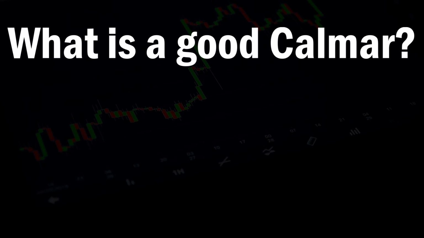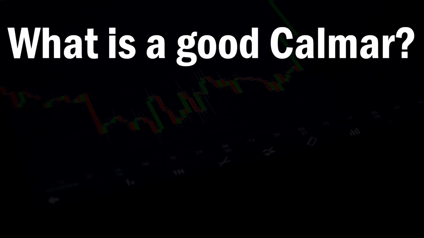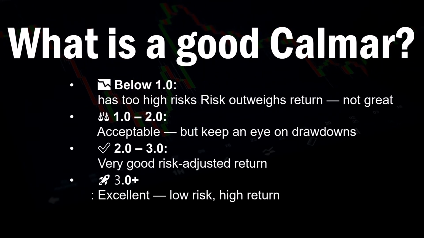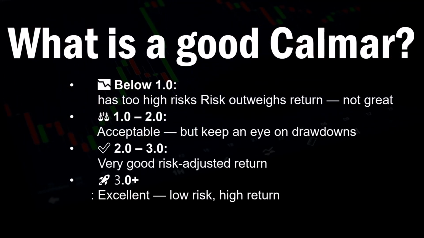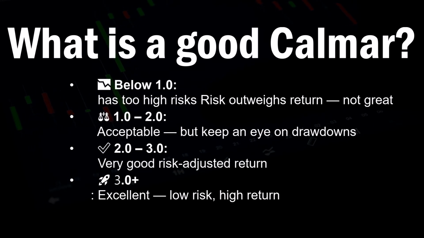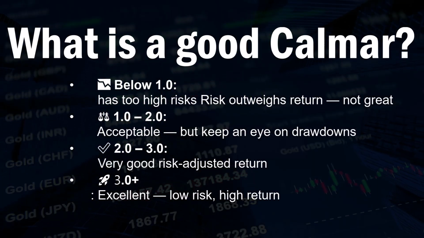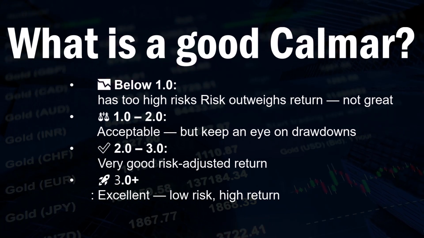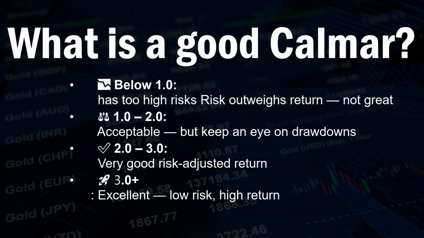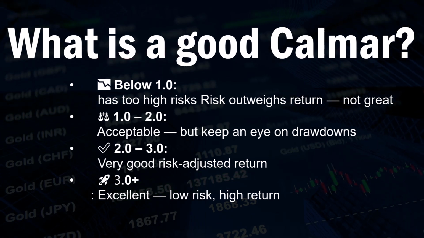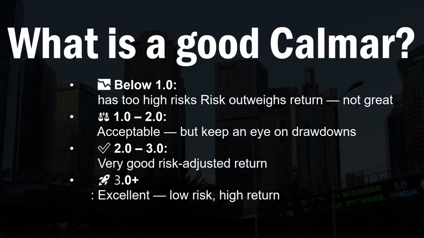Now you might ask, what is a good Calmar ratio? Well, here's a quick cheat sheet. A Calmar below 1 has too high risks, and those risks outweigh their returns, which is not great. A Calmar between 1 and 2 is acceptable, but keep an eye on drawdowns. Between 2 and 3 has very good risk-adjusted returns, and a Calmar above 3 is excellent, low risk and high returns. And this is why Calmar is so powerful. It penalizes huge drawdowns and rewards smoother strategies.